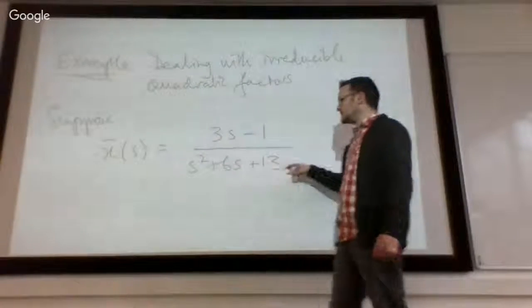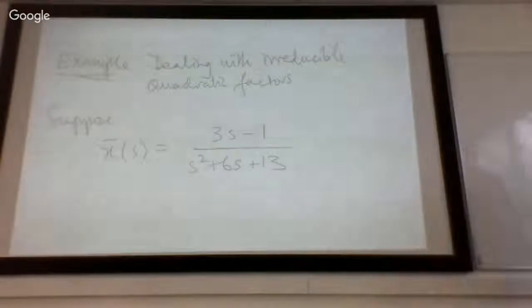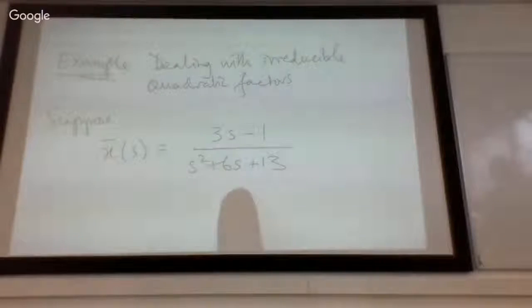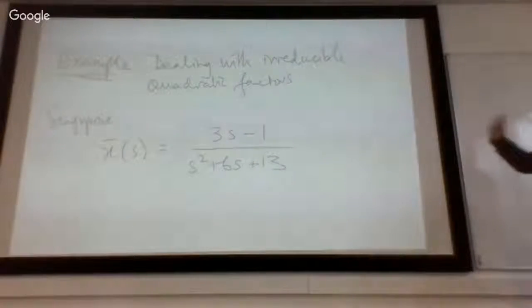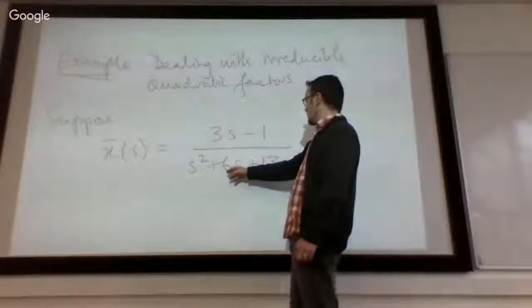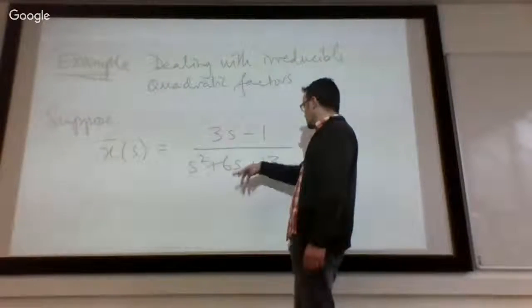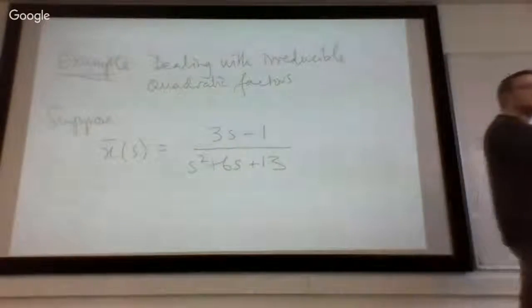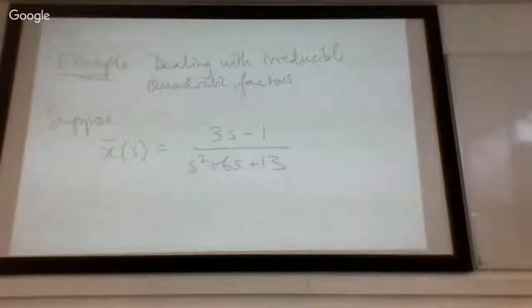Okay. Now that denominator is irreducible over the reals. When you work out its discriminant, b squared minus 4ac, b squared is 36, minus 4 times 13. So that's a negative discriminant. So it doesn't have any real roots. So you can't factorize this over the reals.